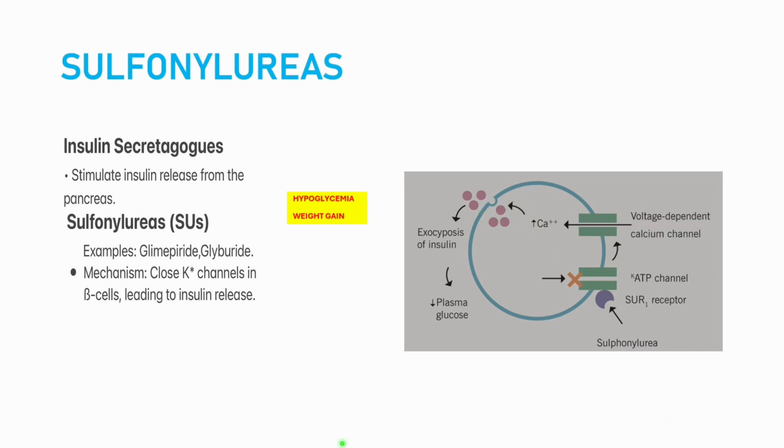So what are the names of the medications? Glimepiride and glyburide and glipizide. Glimepiride, the dose is 1 to 2 milligram per day. You can start at that dose, and up to 4 milligram is available. And then glyburide, the starting dose is 2.5 to 5 milligram. Glipizide is 5 milligram per day. You can start at 5 milligram per day, and then the maximum is 40 milligram per day.